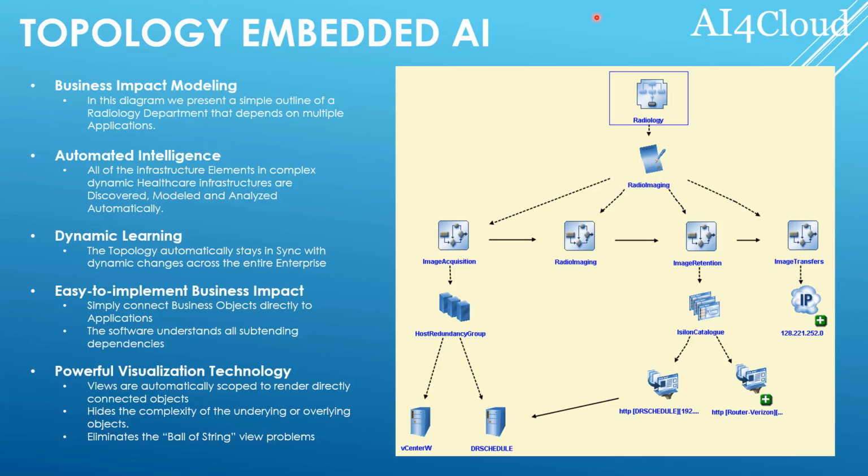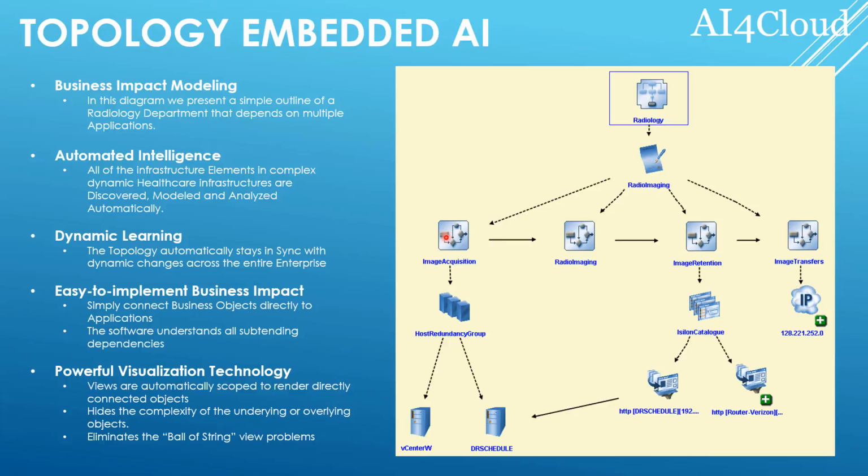This is an example of a simple hospital example in this case. It's composed of a radiology department. Here you see sort of a department icon. It looks somewhat like an org chart. And that department radiology subscribes to a service offering of radio imaging. And the service offering of radio imaging is composed of the image acquisition phase, right? Radio imaging department itself, image retention, and then image transfers that might be moved between various elements across an IP network.